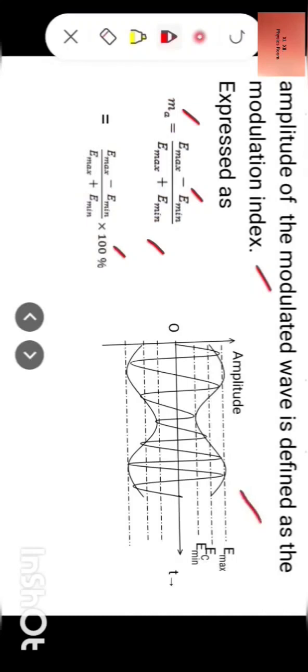Now look at this diagram. This is the carrier amplitude Ec. This is the maximum amplitude of modulated wave, and this is the minimum amplitude of modulated wave. Maximum is Emax and minimum is Emin. So we can write Ma is equal to Emax minus Emin divided by Emax plus Emin into 100%. We multiply by 100 for writing it into a percentage. So this is alternative definition of modulation index.